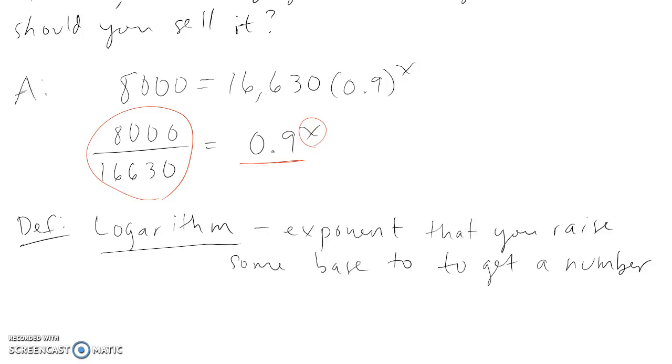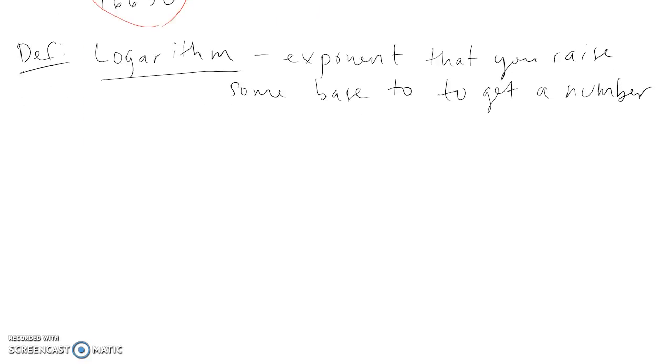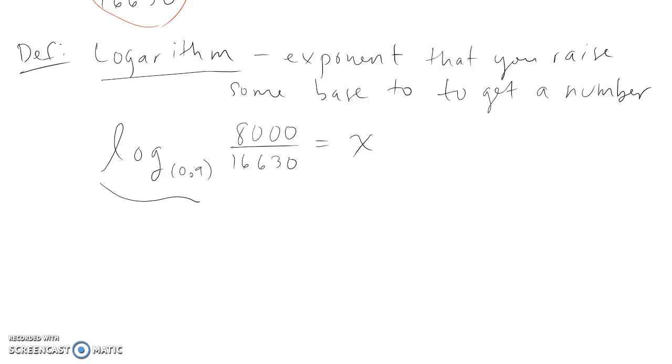Now, how are we actually going to define it? How are we actually going to find it? I'll show you. To find x, we're going to say this. We take the log, which is what we use to abbreviate the function logarithm, to the base 0.9 of 8,000 over 16,630, and that is going to equal x. All right? Okay, great.